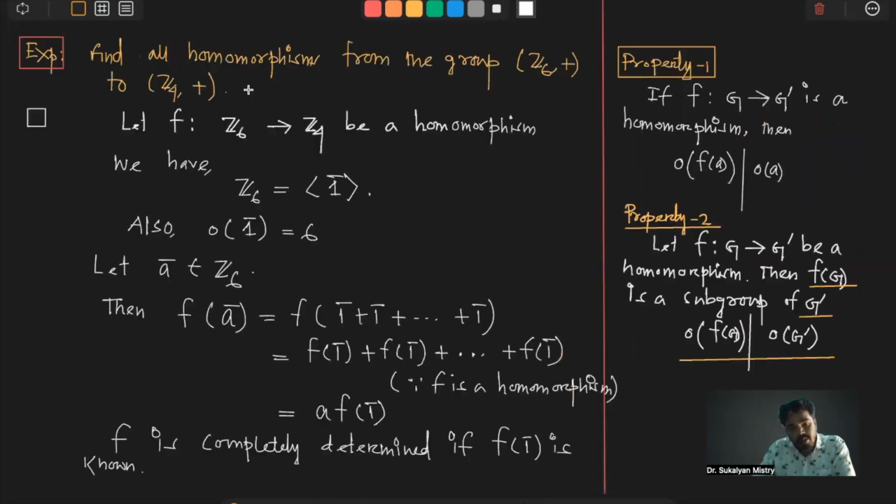Now apply this property. What is the property? If f is a mapping from G to G dash, a homomorphism, then f of G is a subgroup of G dash, and by Lagrange's theorem we conclude that the order of f of G divides the order of G dash.